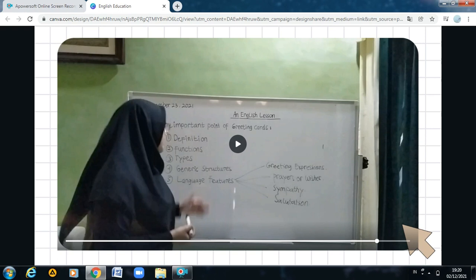The deficiency in this slide is in writing on the whiteboard. In the fourth category of language feature of greeting card, the writing is not very clear because the marker ink is not thick, so it hinders the students' understanding and vision of what I write on the whiteboard. I should have used another marker with thick ink so that the writing in the fourth category would be clearly seen by students. We can see here how the writing is not clear because the ink of the marker is not thick. Okay, we jump to the next slide.